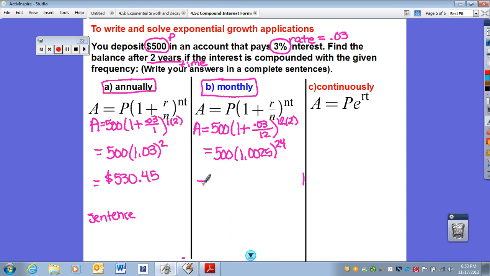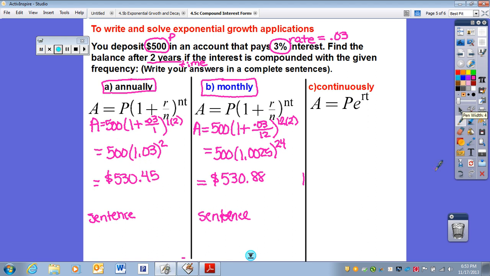So using your scientific calculator, you're going to take 500 times 1.0025, use your exponent key to the 24th power, and press equals. So that's going to be $530.88. Please make sure then that you practice writing a sentence. So saying, after 2 years, when my interest is compounded monthly and I have $500 in my account, I would earn $530.88.